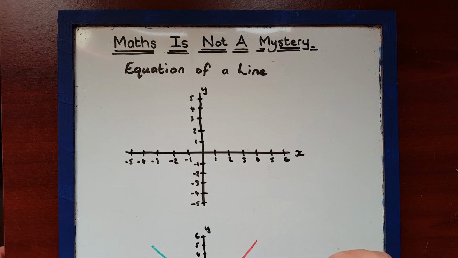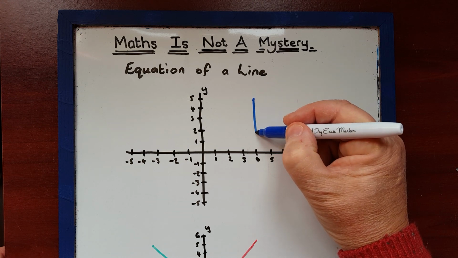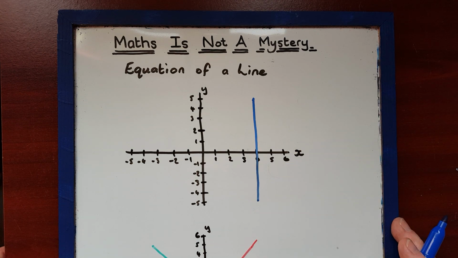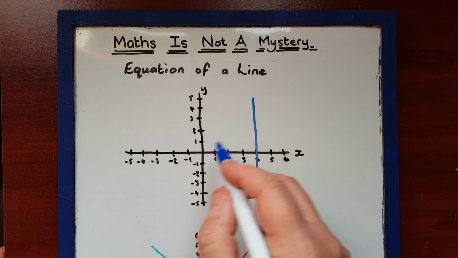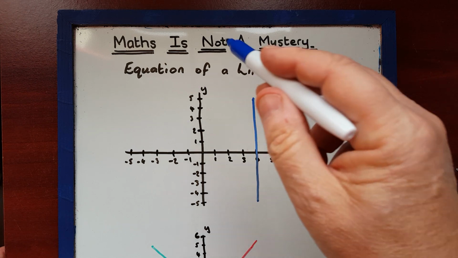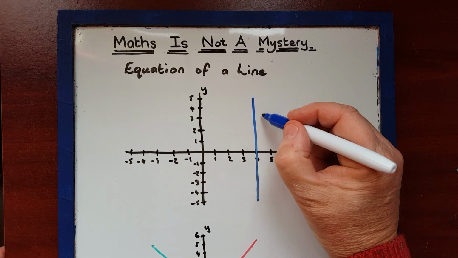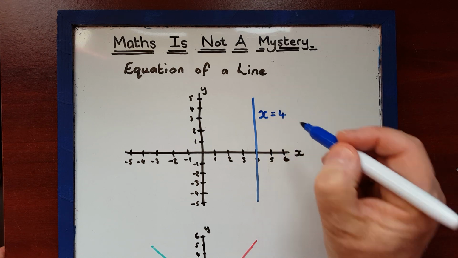and horizontal lines. Let me draw a line here that's vertical, going straight down like that. Now that goes through 4 on the x-axis, and that line is never ever going to touch the y-axis because it's parallel to the y-axis. So there will never be a y figure on there, but x goes through 4. So this line is called x equals 4.